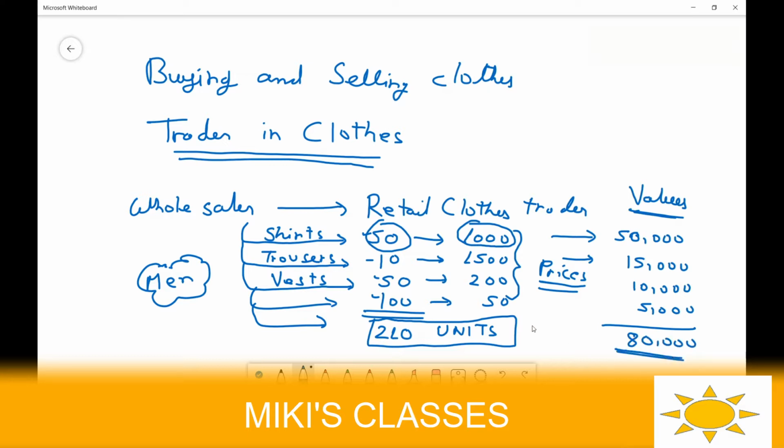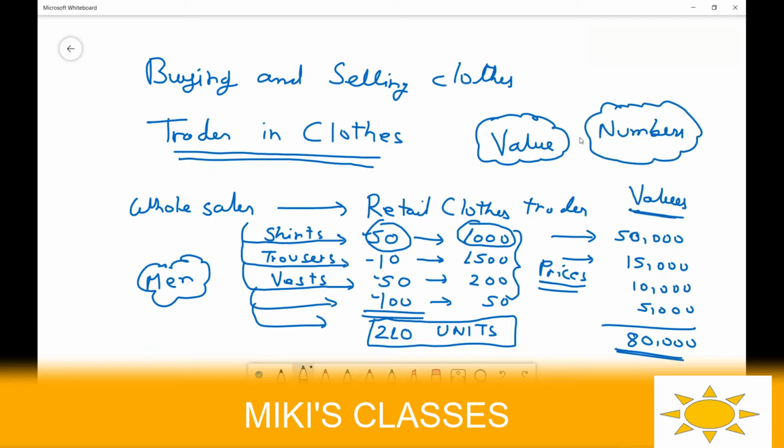80,000. So that is why in accounting, when you try to keep the records, you want to keep it in terms of value and not in terms of numbers or physical units. Why? Because you cannot add up physical units of different items. But in the case of value, once you have found the value, this is all in terms of rupees, right? So you can add all of this.